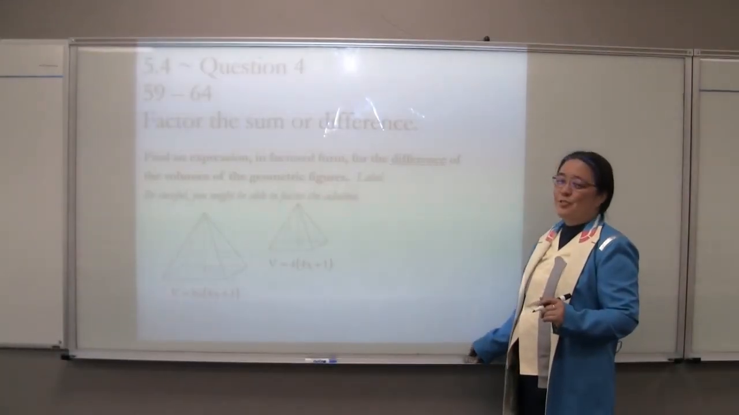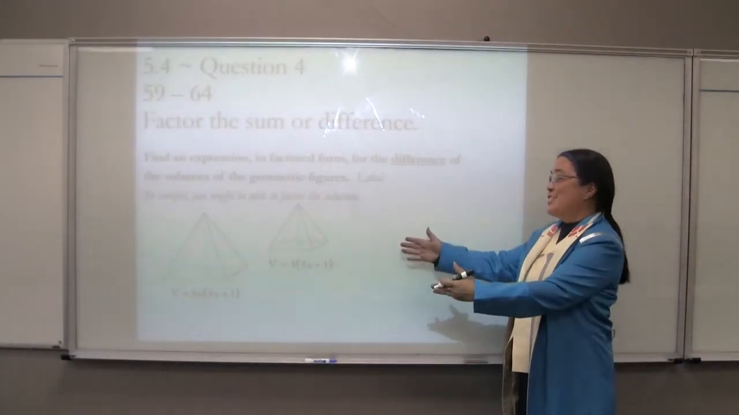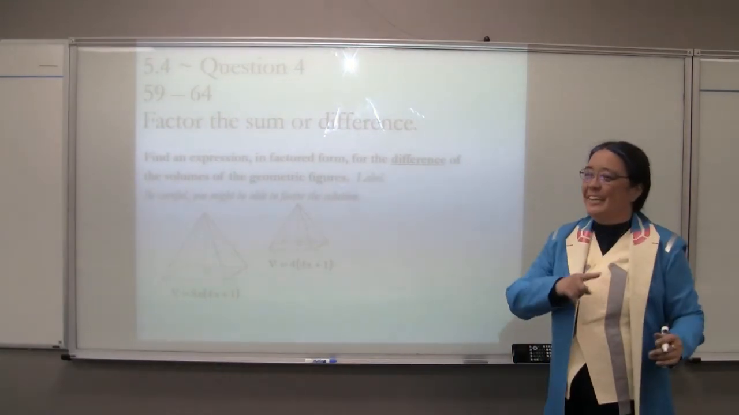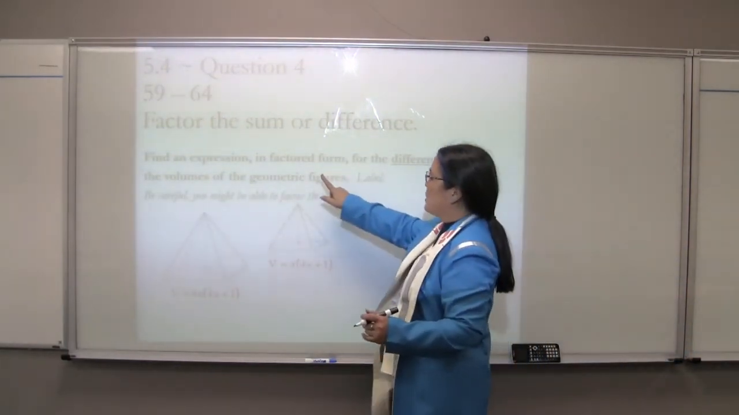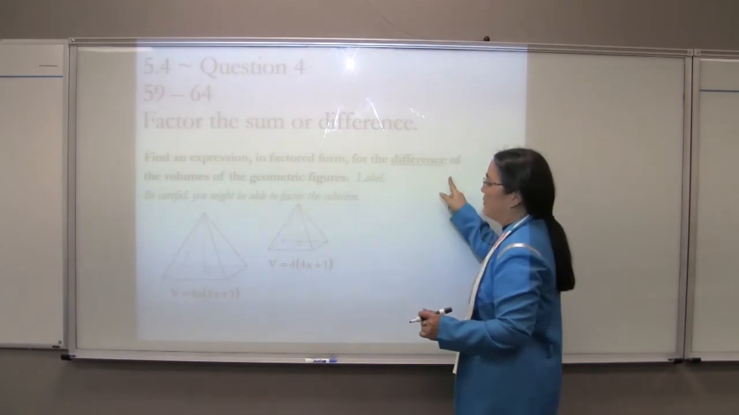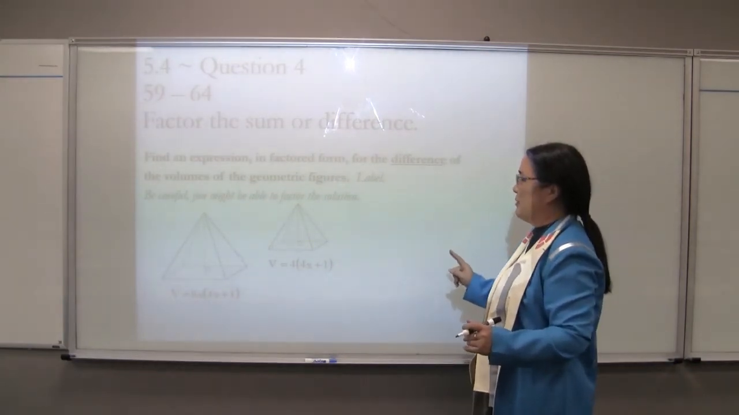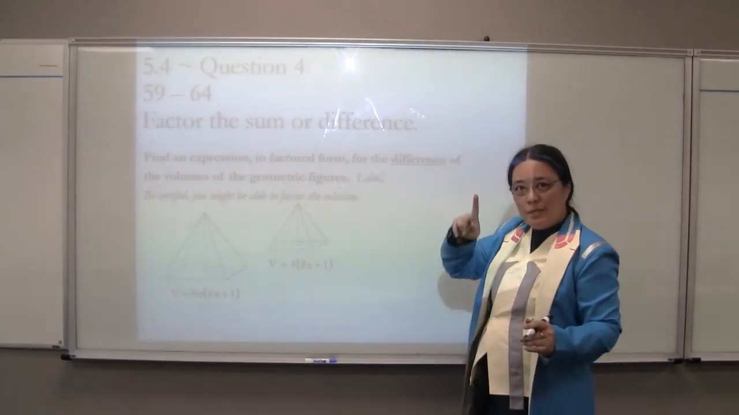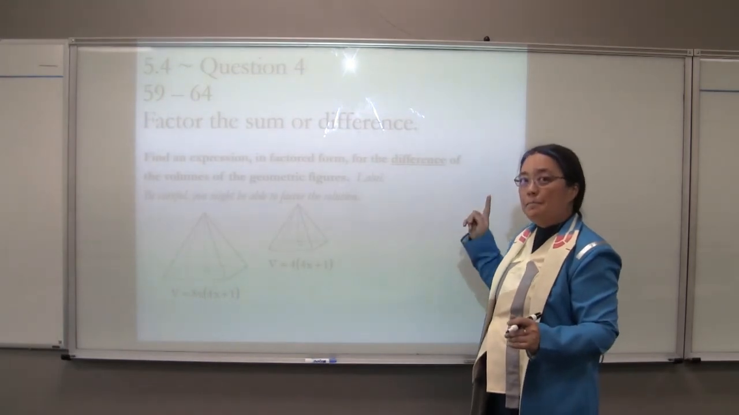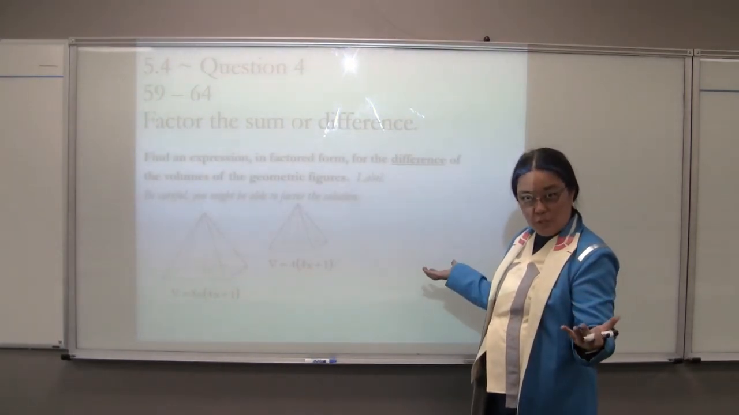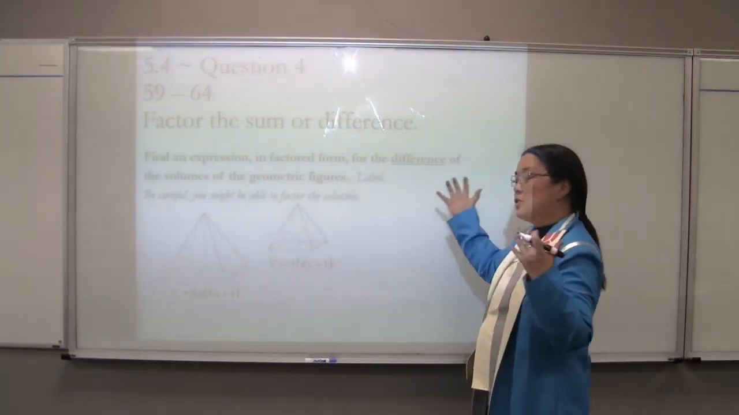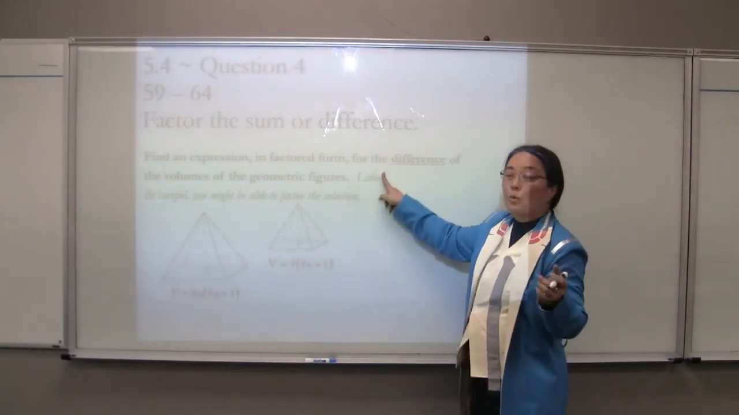Chapter 5, Section 4, Question 4. Pictures. Pictures means labeling. All right. Find an expression in factored form for the difference of the volumes of the geometric figures. Difference means subtract. Sum means add.